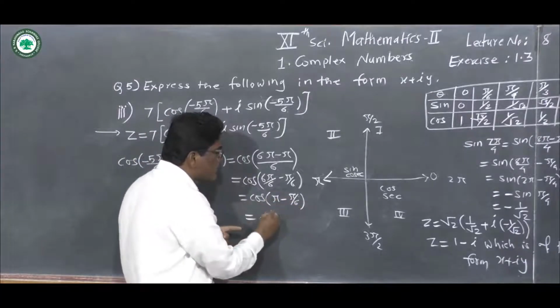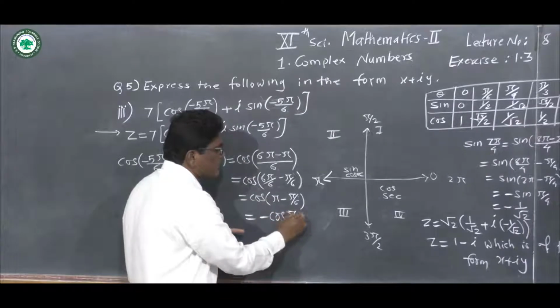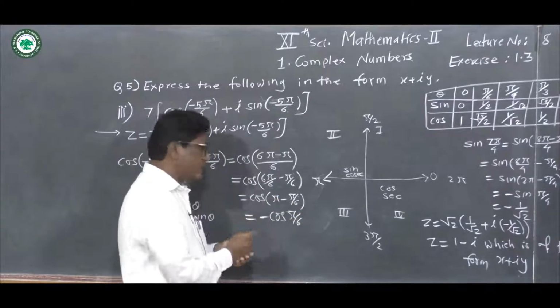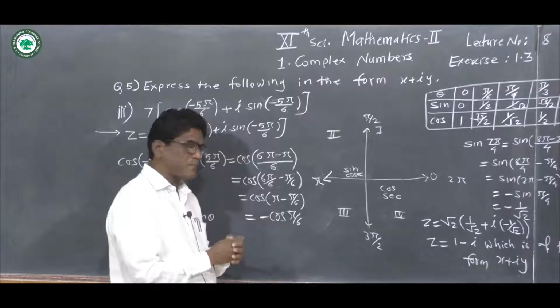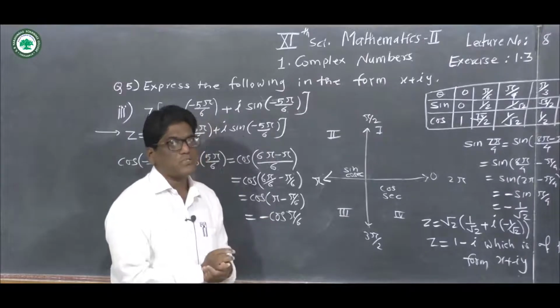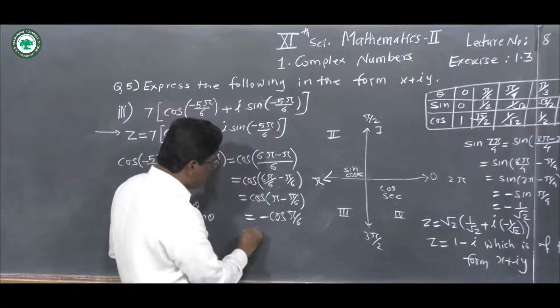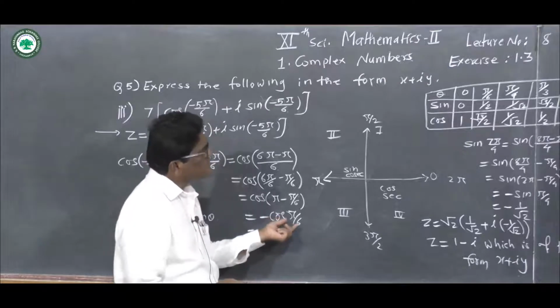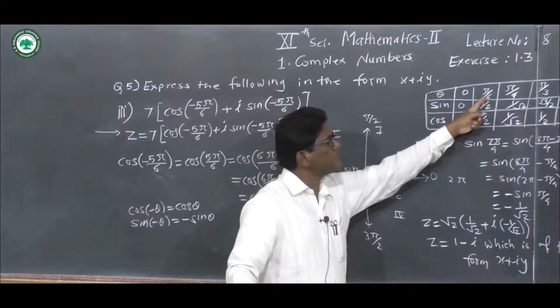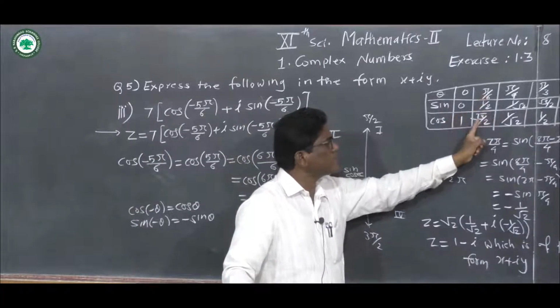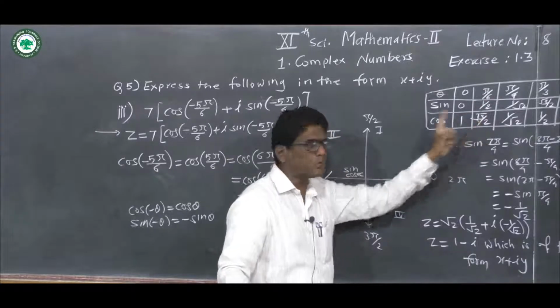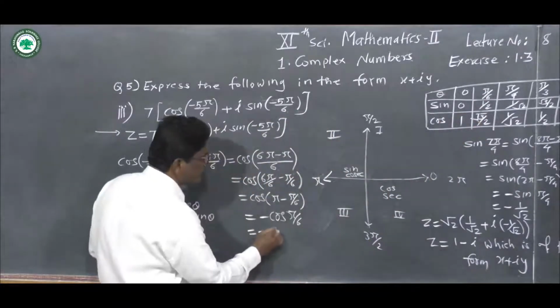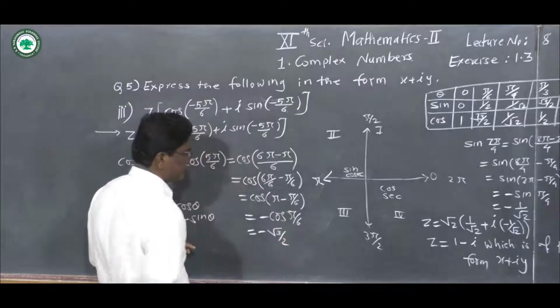So now here cos of pi by 6. It is the formula: cos of pi minus pi by 6 is equal to minus cos of pi by 6. Cos of pi by 6 means 30 degree. Cos of pi by 6 is root 3 divided by 2. So here it is root 3 divided by 2.